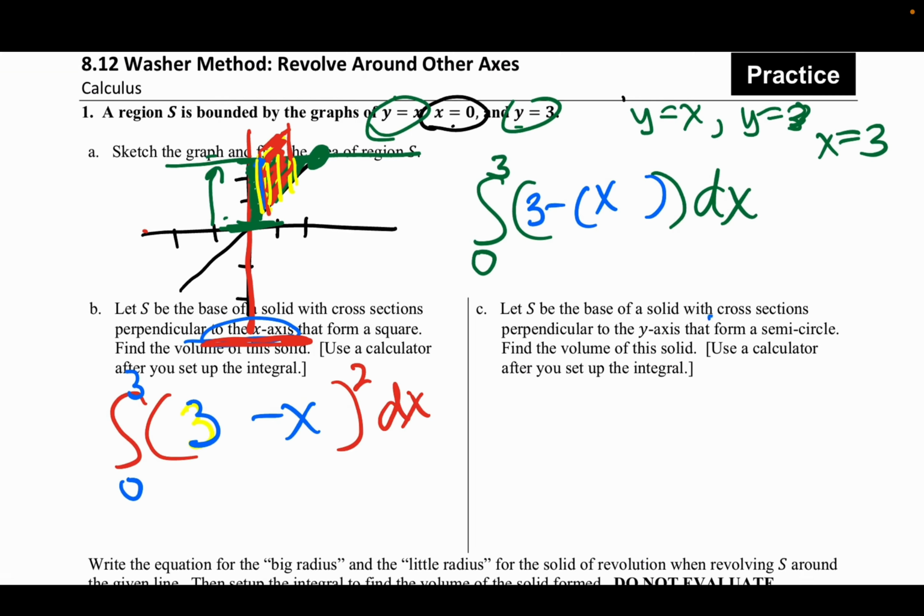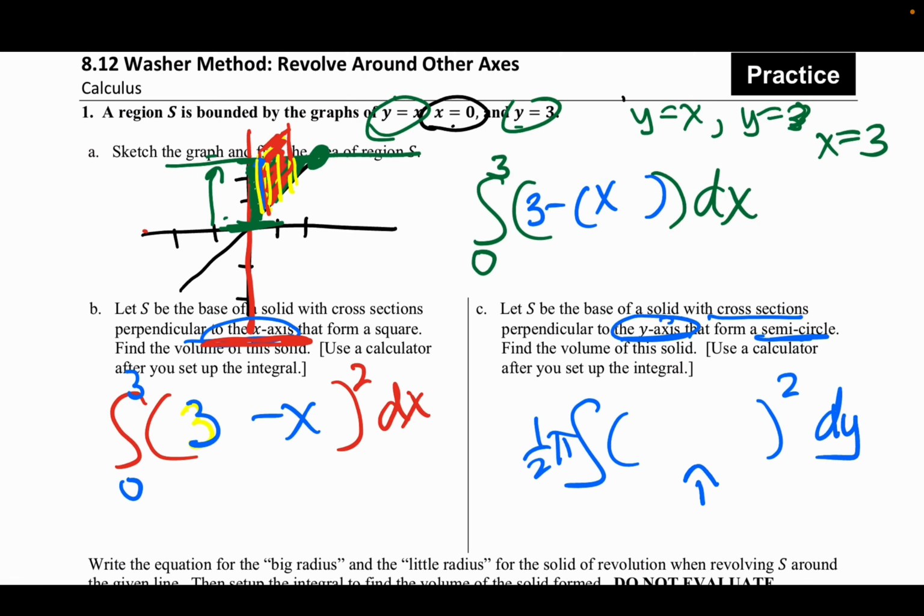All right, now our cross sections are perpendicular to the y-axis. So I've got to switch gears, and I've got semicircles, so I have to be really careful with that. You've got to make sure that in here is your radius. We're perpendicular to the y-axis, so we're going to use y's. So I'm going to color this in again, this triangular portion. I'll get rid of my squares.